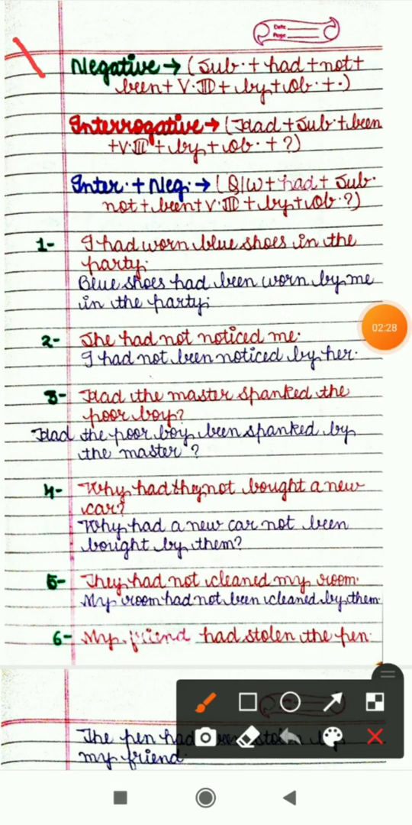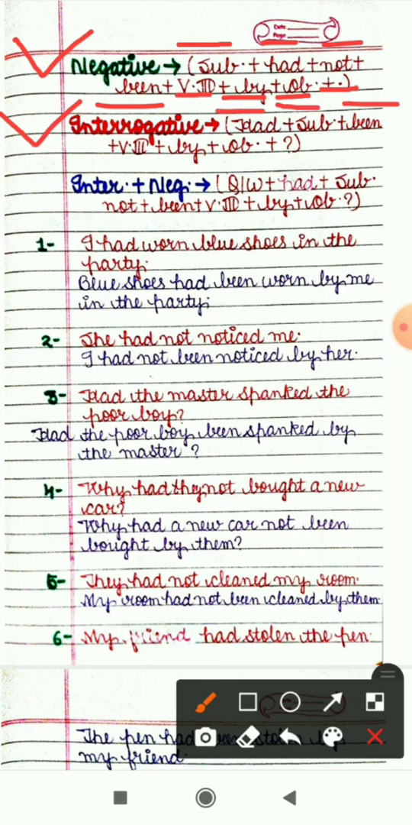Second formula is of negative sentences. So first of all, new subject, then had, then not, been, verb third form, by, new object, and in the last full stop. Next formula is of interrogative sentences. So first of all, had, new subject, been, verb third form, by, object plus question mark.